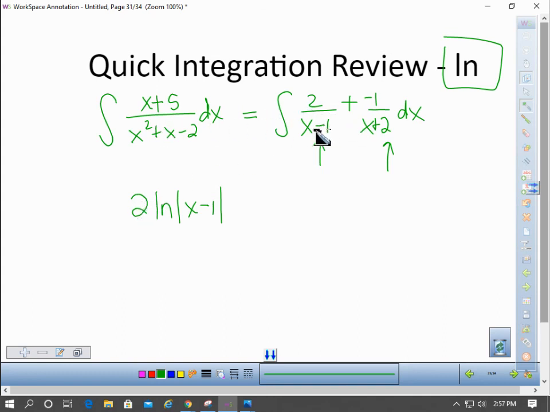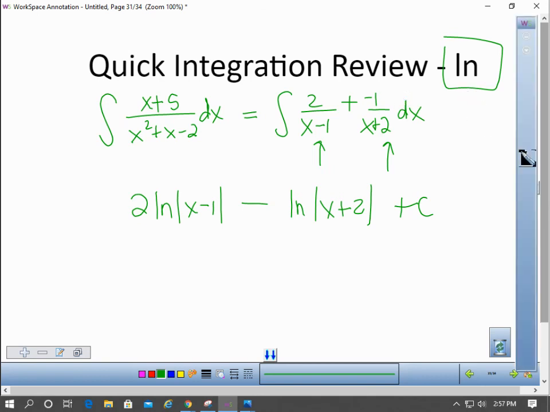So the integral for this is just going to be 2 times the natural log of x minus 1, minus, and since this is a 1, it's just going to be the natural log of x plus 2. All right, and then plus c, and I'm done. That's my answer. So you just need to make sure you remember how to integrate ln.